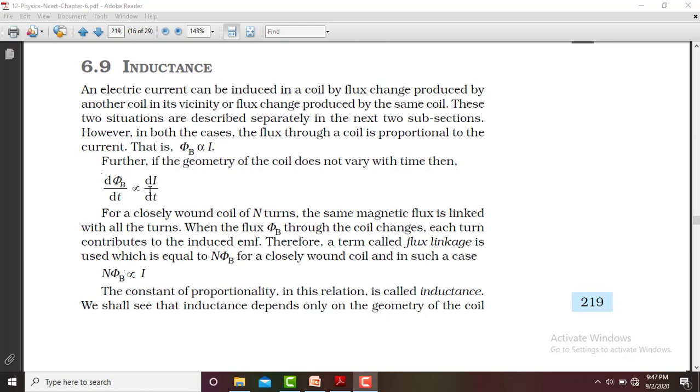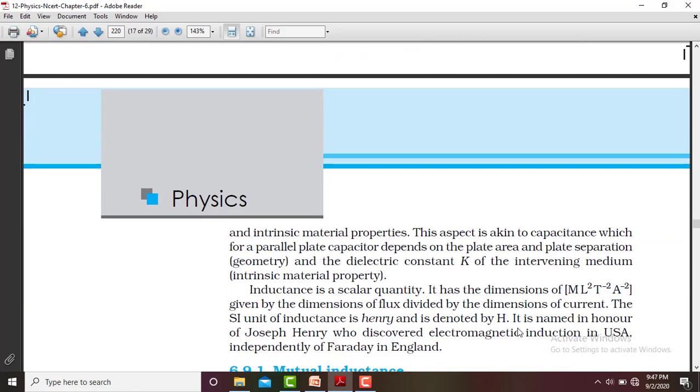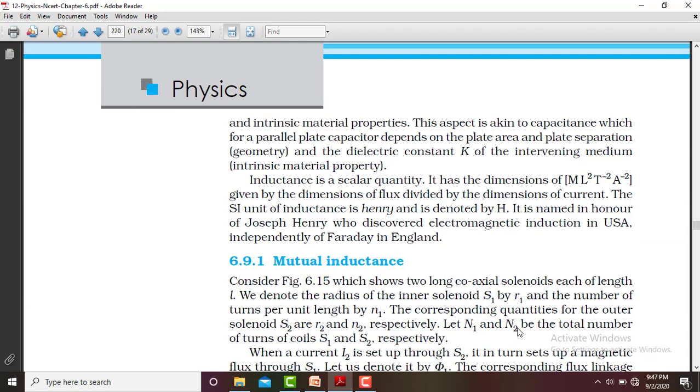Now if you differentiate or divide with respect to dt, you have d phi by dt directly proportional to di by dt. Now this is for how many number of turns? Only for one turn. Suppose the coil has n number of turns, then that flux is n times that. So n phi B is directly proportional to I. Now if you equate them, the constant of proportionality in this relation is called inductance. So inductance is a proportionality constant which depends only on the geometry of the coil and intrinsic material properties.